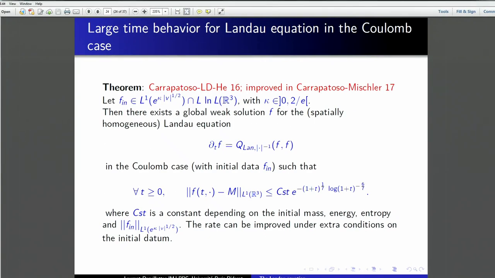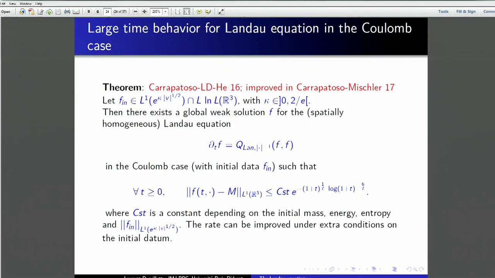How can we use this in order to produce a large time behavior result for the Landau equation in the most interesting case, which is the Coulomb case? This was obtained in a paper that I wrote together with Kleber Carapatoso and Lingming He last year, and in fact it was recently improved, I will explain how, by Kleber Carapatoso and Stefan Mischler very recently, and it says basically the following.